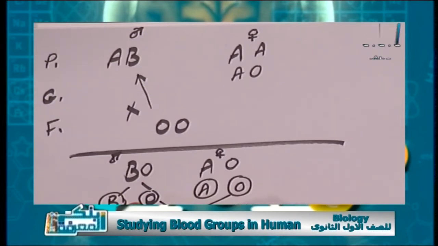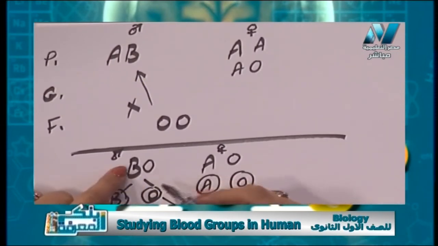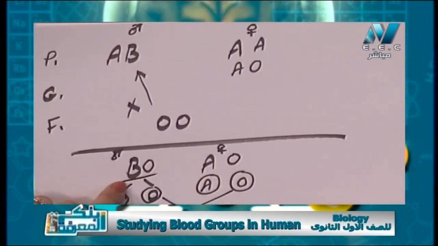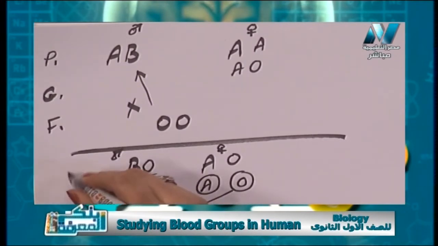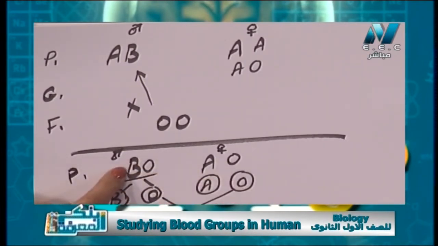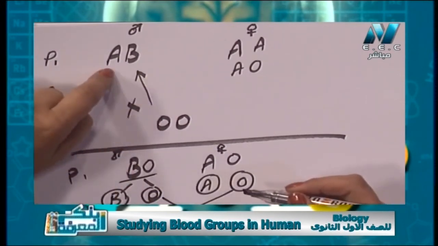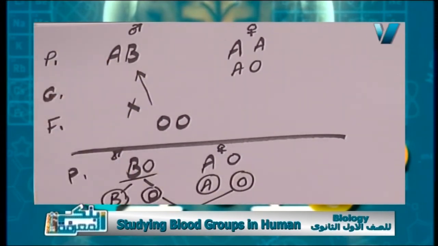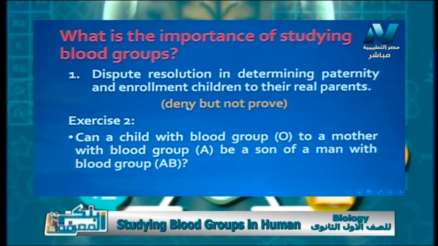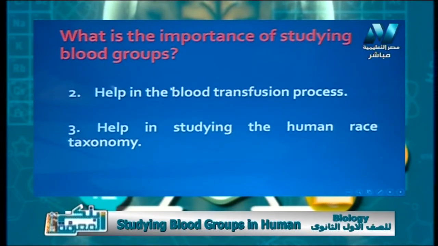But we cannot prove it. Many other men have the same genotype. So we cannot say for sure that this child is related to this father. But we can deny it. So we can use the blood groups to deny paternity of a certain father to a certain child, but we cannot prove it. Okay, so this is the first importance of studying blood groups.